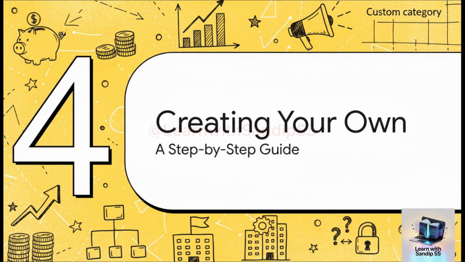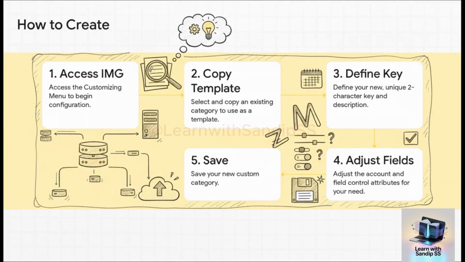Okay, understanding the standards is one thing, but the real power, the real consulting magic happens when you create your own. What if your company needs to track spending against, say, a specific marketing campaign that isn't a standard cost center? Well, let's walk through exactly how you would build a custom category just for that. You might think this is going to be super complex, but it's actually pretty straightforward. You just go into the configuration menu, the IMG.